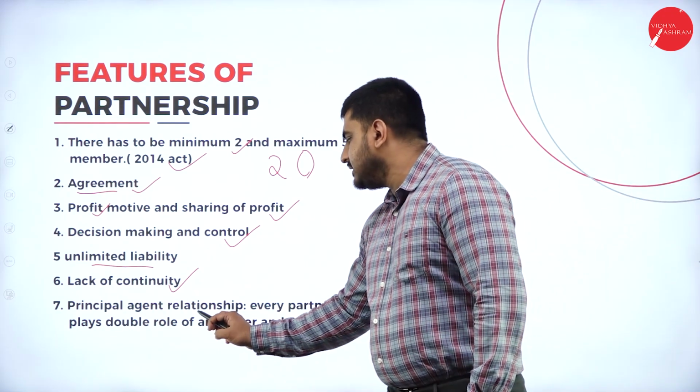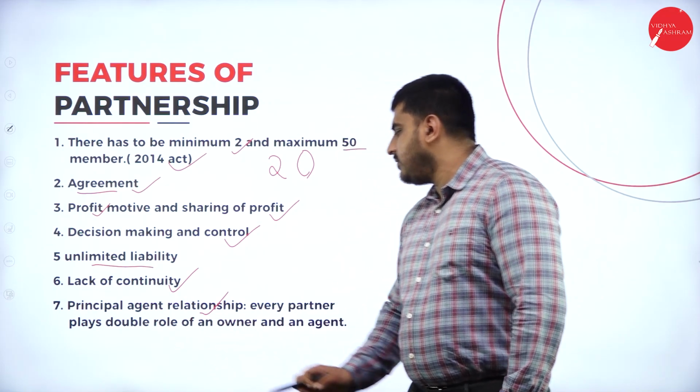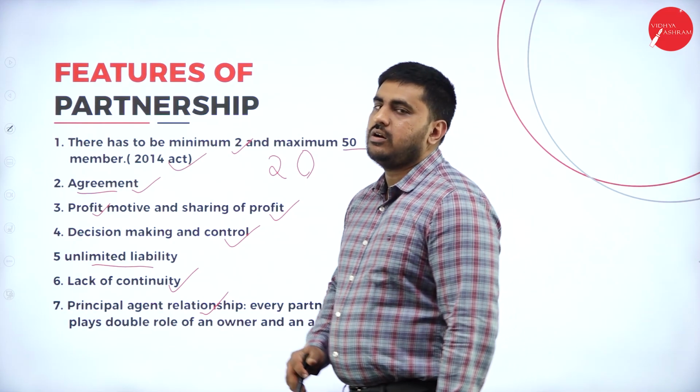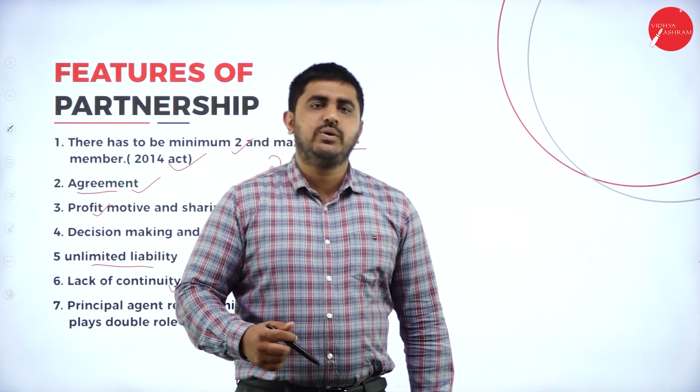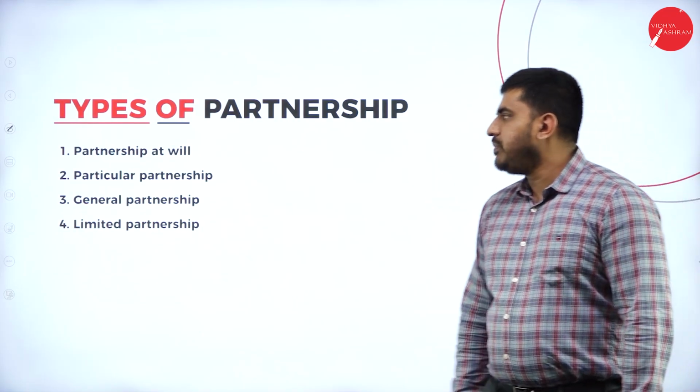Principal agent relationship. So what is the meaning of this? Every partner plays a double role of an owner and an agent. So every partner is an owner, and at the same time they are also an agent to the partnership. That is the meaning. So next, types of partnership.